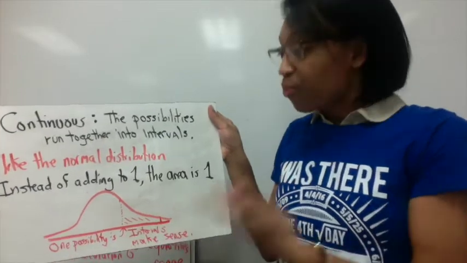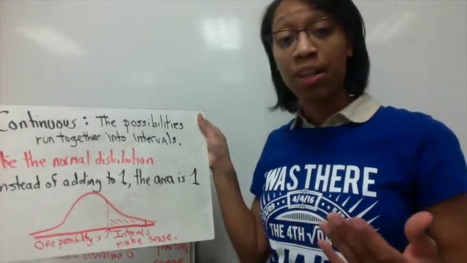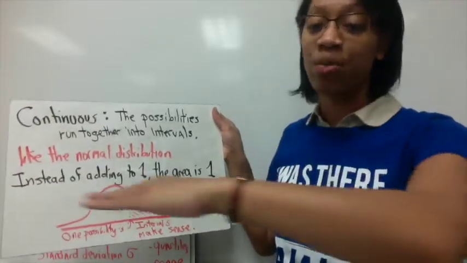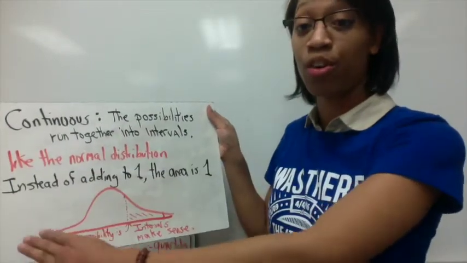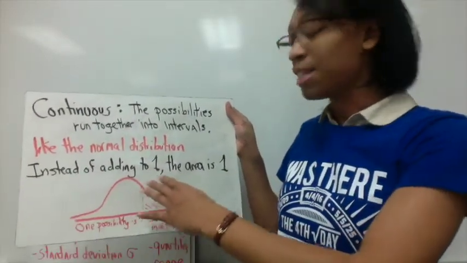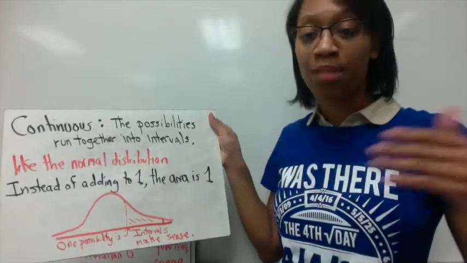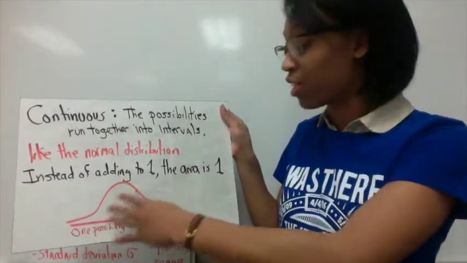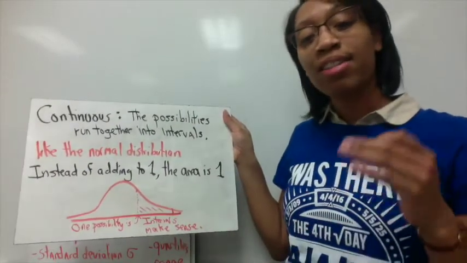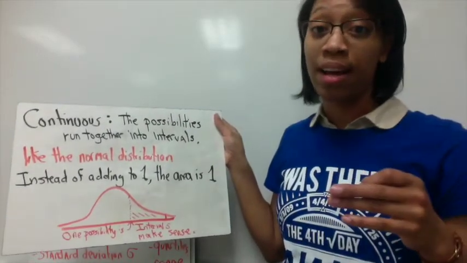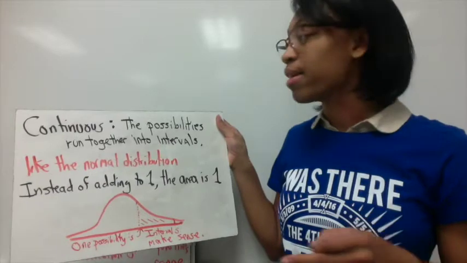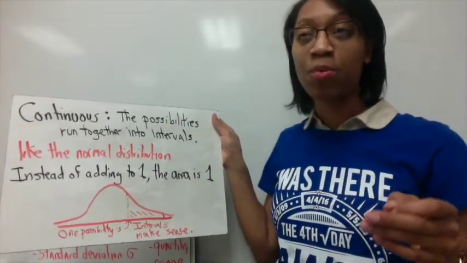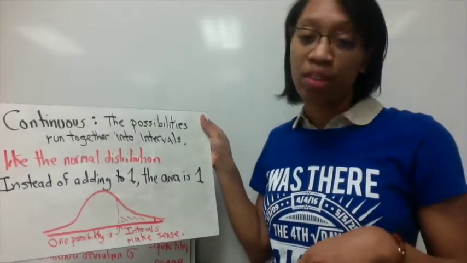The probabilities, instead of being discrete, are continuous along a smooth curve. And instead of talking about the total probabilities each adding to one, we're talking about the area under the curve, the entire area being one. That's the difference between discrete and continuous. But for this video's purpose, we're going to be talking about just discrete variables.